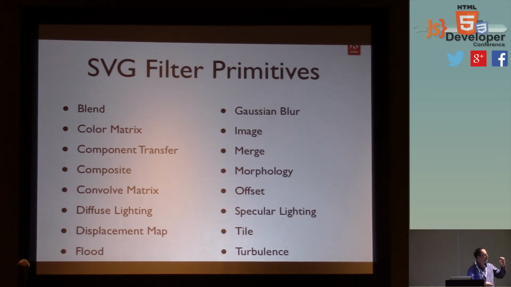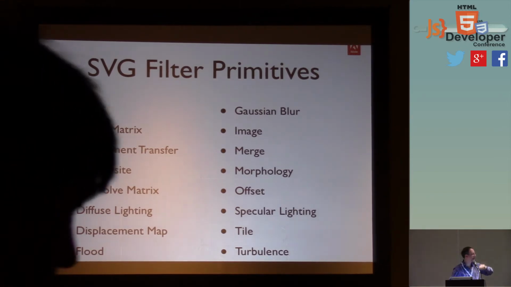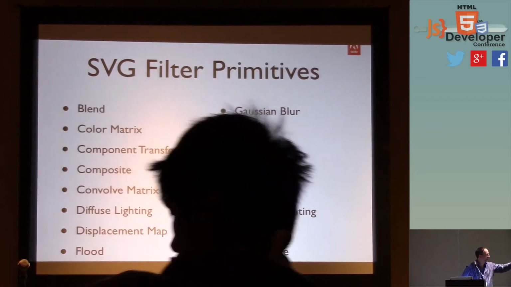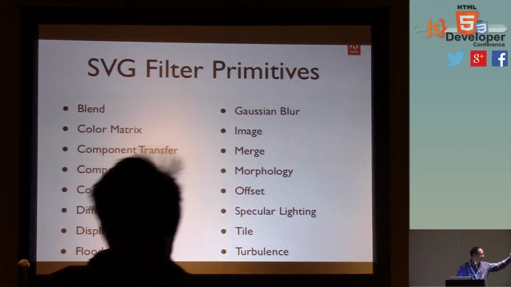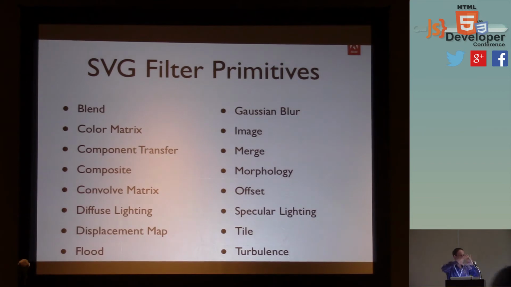I'm going to leave component transfer. I'm going to be talking about that a bit, but they're all some combination of like composite, allow you to blend things together in a certain complex way. Convolve matrix. Anyone ever heard of convolution? Anyone ever do any image processing?